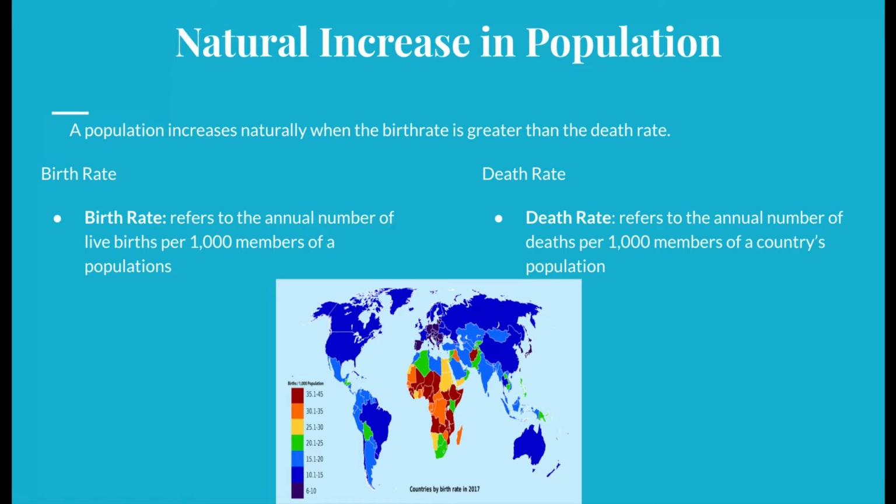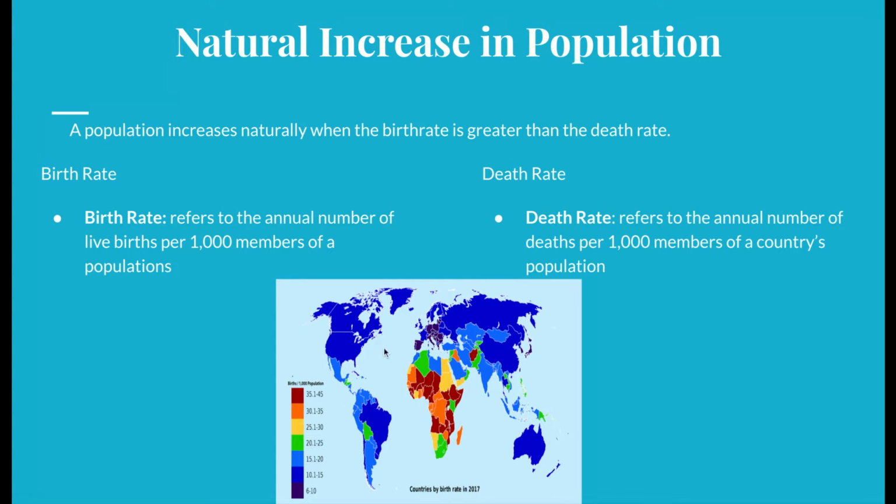So the national increase in population. A population increases nationally when the birth rate is greater than the death rate. Now, that is simple. The birth rate refers to the annual number of live births per 1,000 people in the population. The death rate is the amount of deaths per 1,000 people in a country's population. If your birth rate is higher, it means there are more babies being born than there are people passing away.